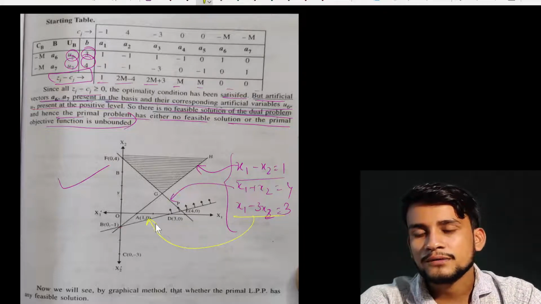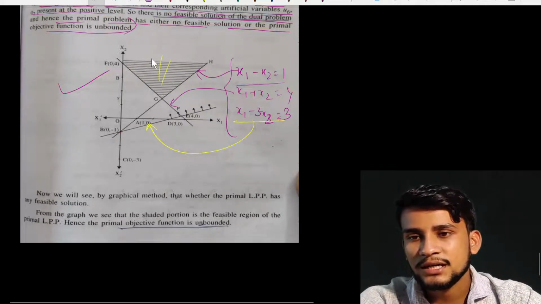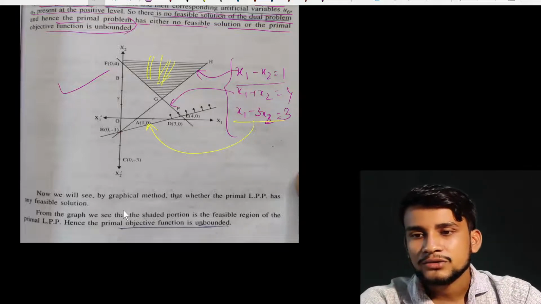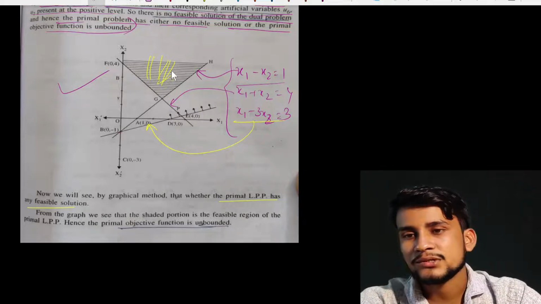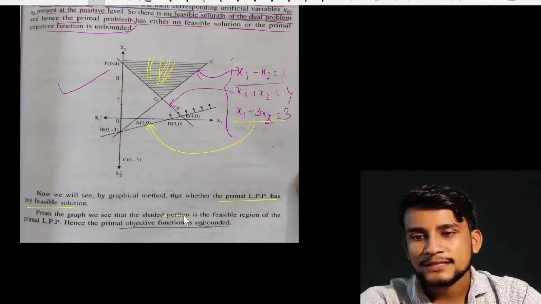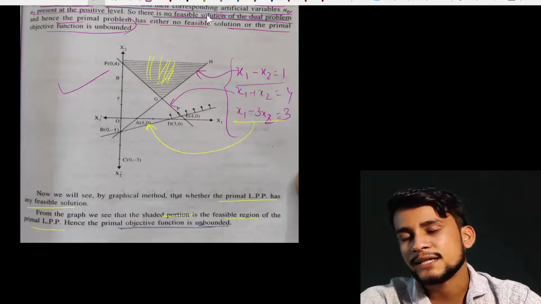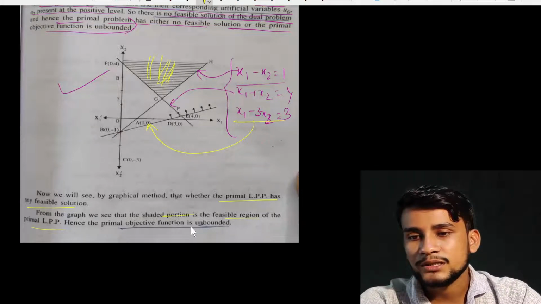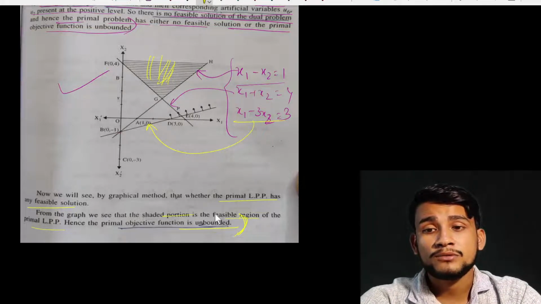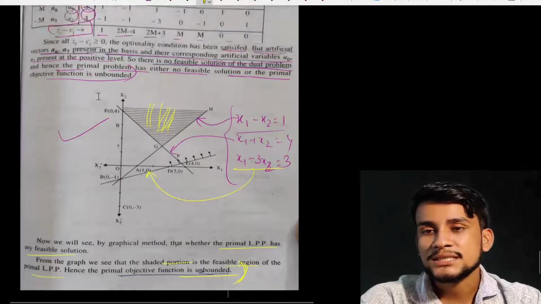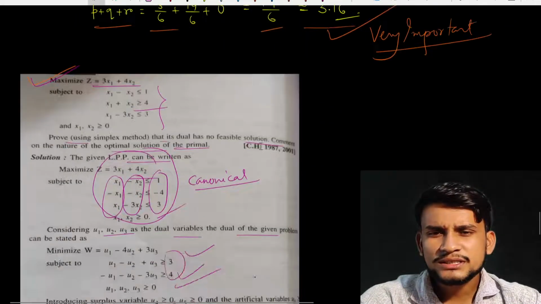Now by the graphical method, this is the solution region. By the graphical method we see whether the primal LPP has any feasible solution or an unbounded solution. From the graph we see that the shaded portion is the feasible region of the primal LPP, and this is unbounded. Hence the primal objective function is unbounded. So this is the conclusion for the problem which we have taken. I think this is a different type of problem, you can see it. So this is the content for this video.